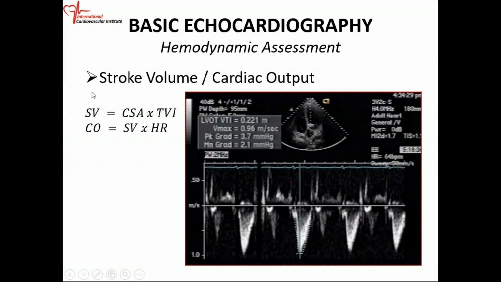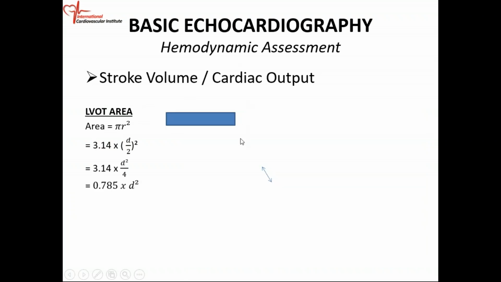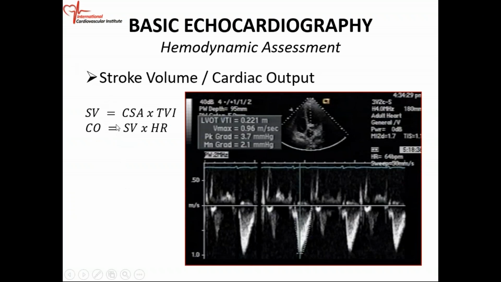So again, stroke volume is equal to the cross-sectional area times the TVI. The blood is flowing across the left ventricular outflow tract, and it's going to give you this envelope. This is your LVOT envelope, and when you trace the borders, you get the TVI or VTI. We're using the hydraulic orifice formula for stroke volume.